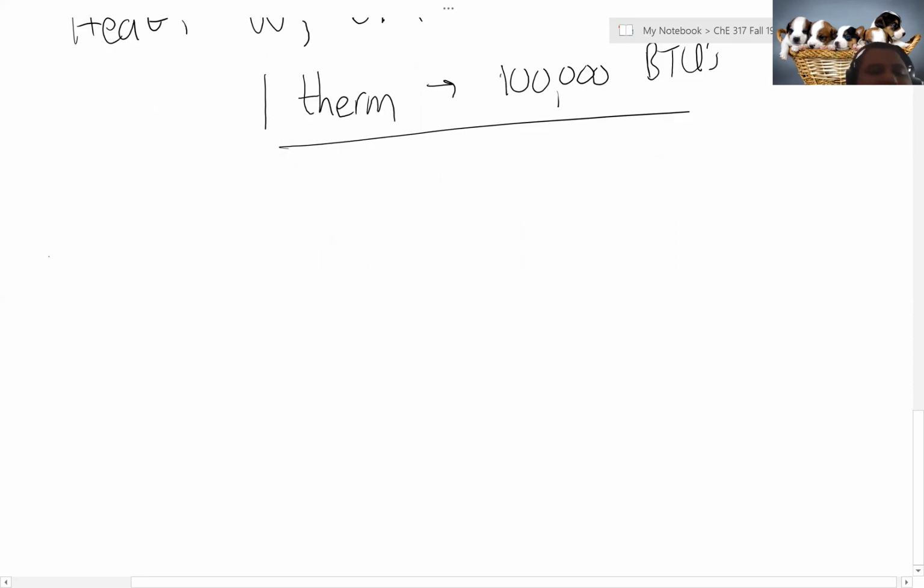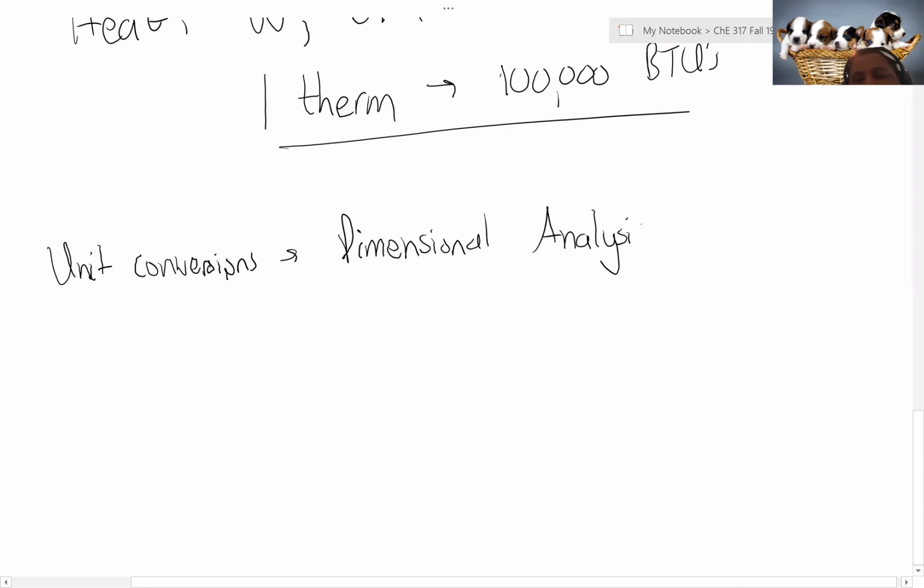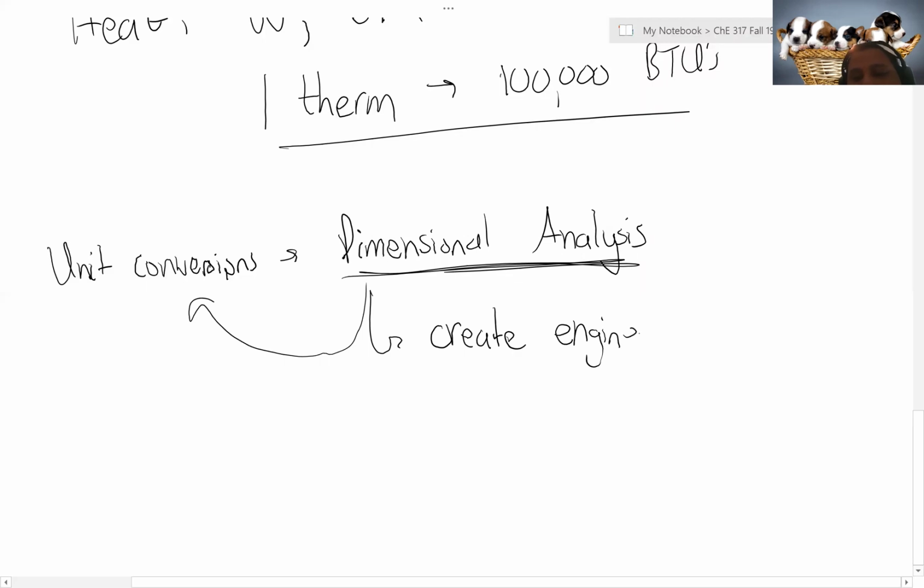And so we can talk about unit conversions and dimensional analysis as important and key concepts for this course. And I would argue dimensional analysis is the most important tool in this course, because we can develop and derive unit conversions. We can also create engineering formulas. And we can confirm our calculations.